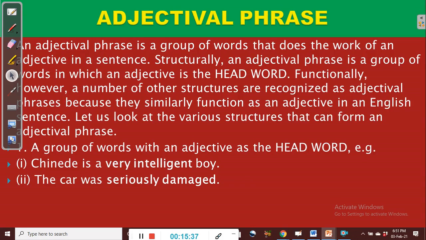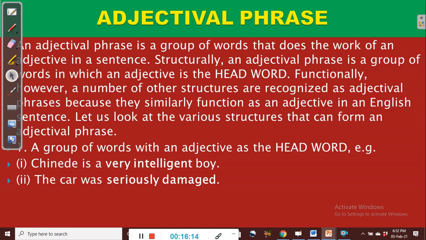Then let's look at an adjective phrase, which is a group of words that does the work of an adjective in a sentence. Structurally, an adjective phrase is a group of words in which an adjective is the head word. However, functionally, a number of other structures are recognized as adjective phrases because they similarly function as an adjective in an English sentence. Now, let's look at the various structures that can form an adjective phrase. Number one, a group of words with an adjective as the head word.